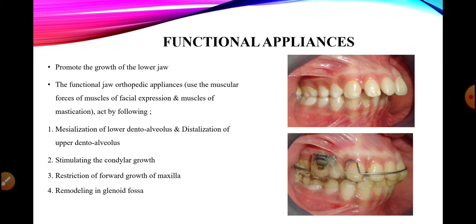All of them are working together, so it is stimulating the growth of the condyle, and it is doing some of the remodeling at the glenoid fossa. But I still need to mention here that majorly the changes that are achieved in case of functional appliances are dentoalveolar. Therefore, the dentoalveolar component will be maximized.